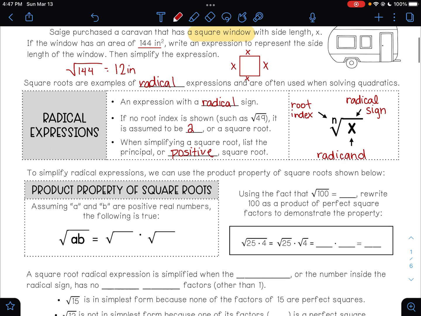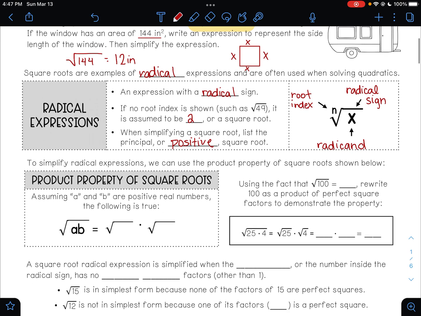Okay, so to simplify radical expressions, we can use the product property of square roots shown below. So what this tells us is, if I have a number, I can split it up into the square root of a times the square root of b. So we can split it up into two different numbers.